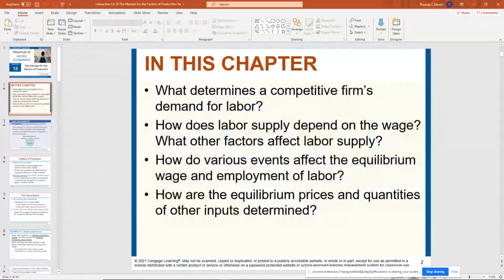In this chapter, what determines a competitive firm's demand for labor? How does labor supply depend on wage, and what other factors affect labor supply? How do various events affect equilibrium wage and employment of labor, and how are the equilibrium prices and quantities of other inputs determined?